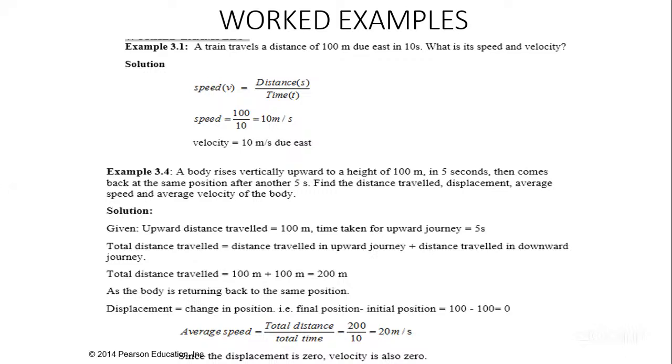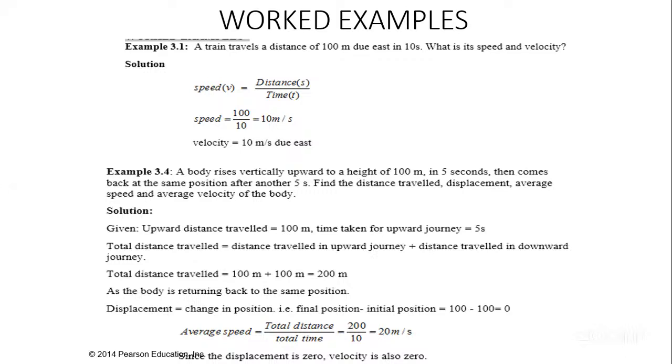Remember that we said speed is distance over time, the rate at which distance is traveled per time. So in that question, distance is given to us as 100 meters, and the time given is 10 seconds. Therefore, speed is 100 over 10. That gives us 10 meters per second.